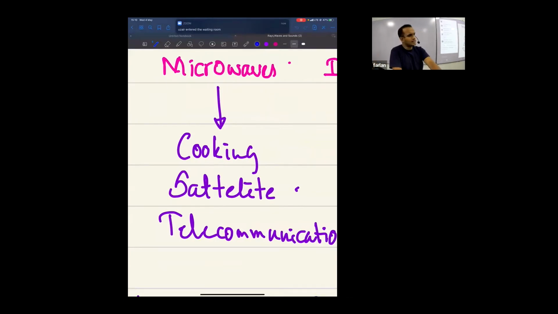Microwaves. What are the types of microwaves used for? One is definitely used in the microwave oven, which is for cooking purposes. And satellite communication. Now what is this satellite communication?